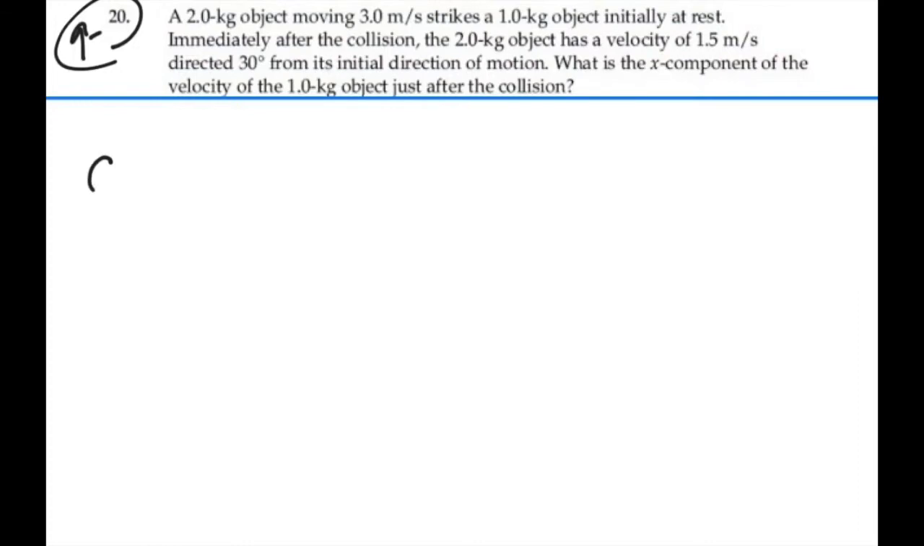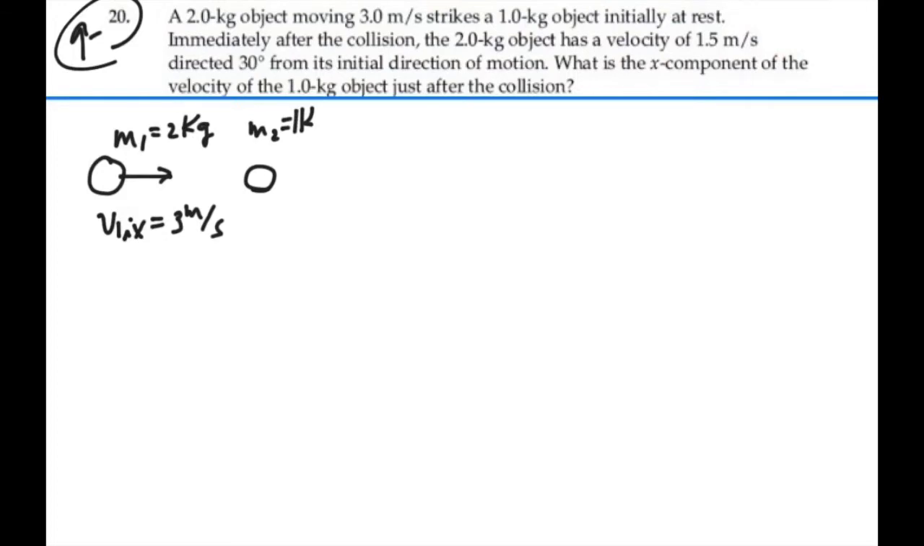So, we've got mass 1, which is 2 kilograms, moving in the x direction with initial velocity of 3 meters per second in the x direction, about to collide with mass 2, which is 1 kilogram, and the initial velocity in the x direction for it is 0. So this is the way things look initially.